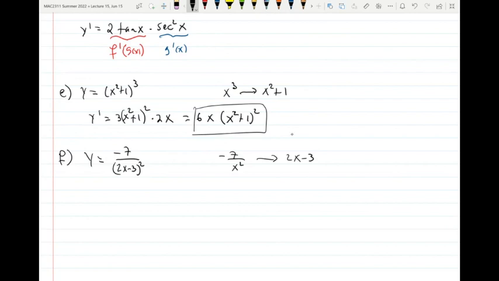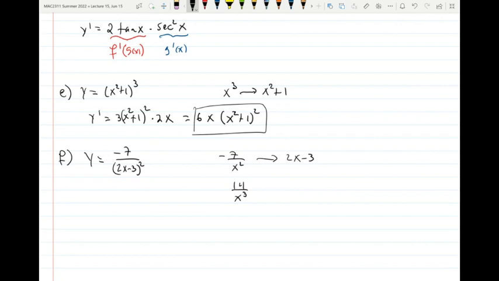So what's the derivative of the outside? 14x cubed. Does everybody see how to get this? You need to rewrite it as x to the negative 2. Then when you take the derivative, negative 2 times negative 7 would be the positive 14, and then you have x to the negative 3.